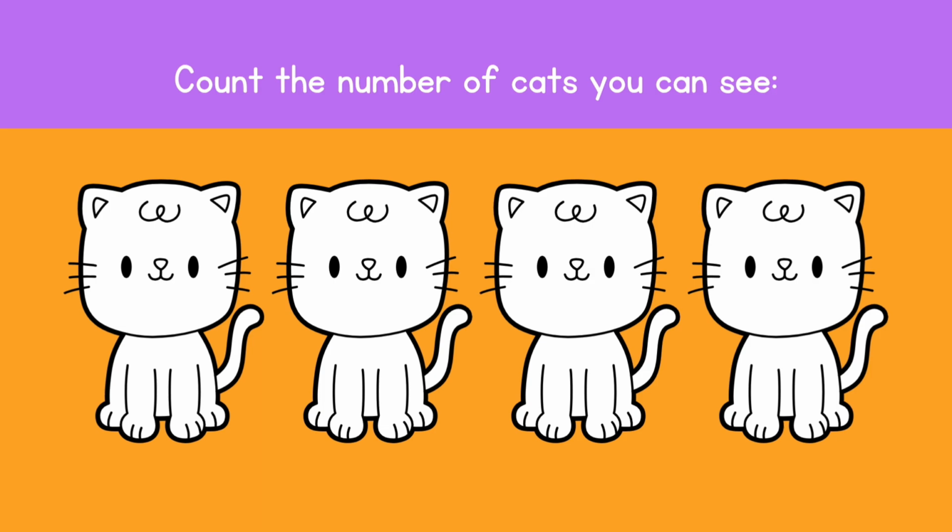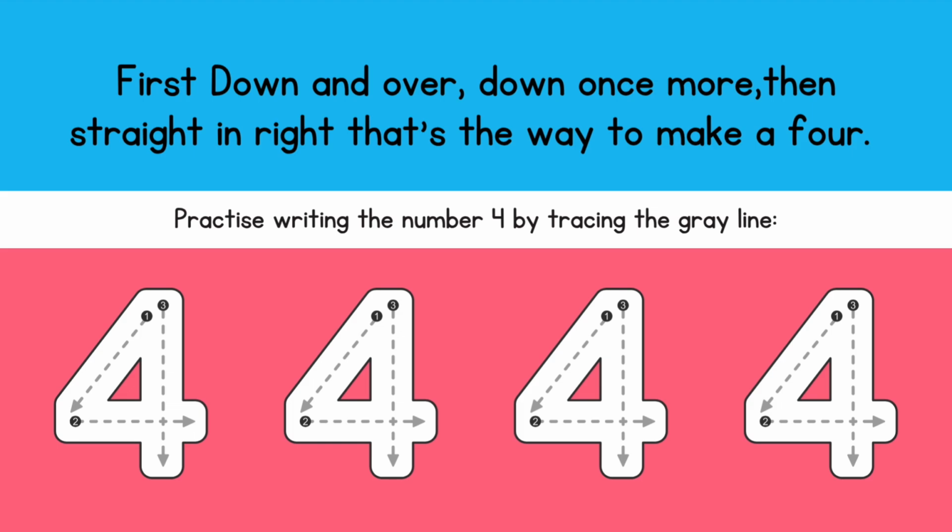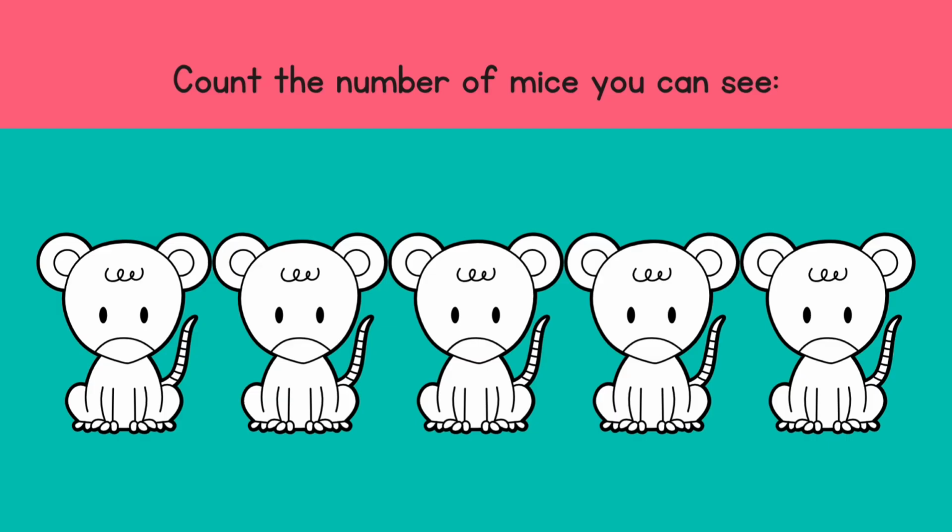Count the number of cats you can see. 1, 2, 3, 4. So how will you write 4? First down and over. Down once more and then a straight line in right. That's the way to make a 4. Now practice writing the number 4 by tracing the grey line on your notebook.